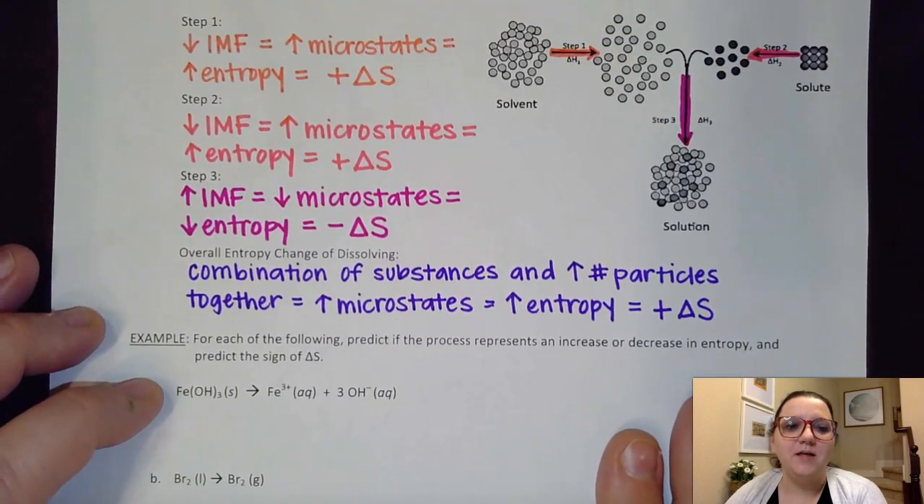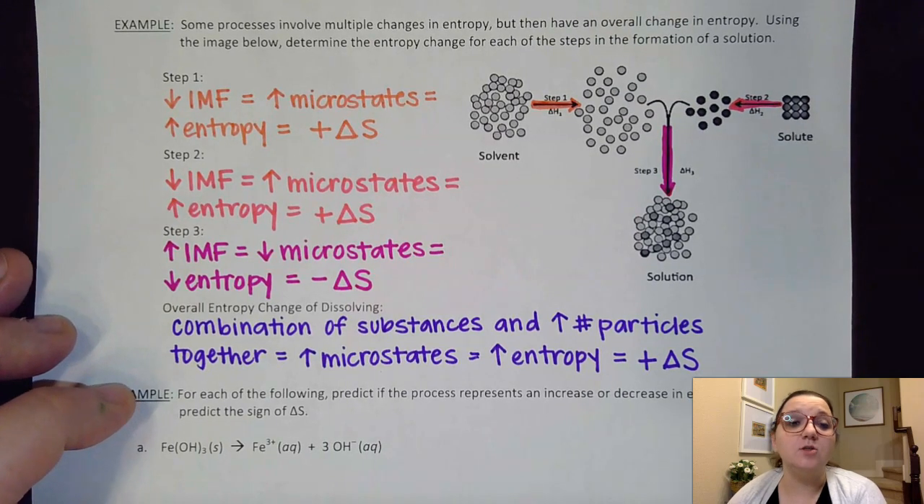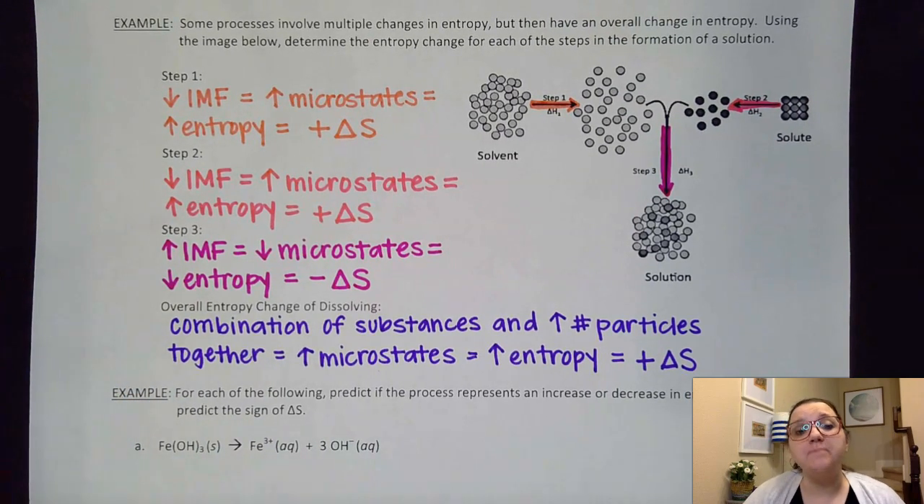All right. So on this particular example, we have a dissolving process that's occurring. And what they want us to do is for each of the steps in the dissolving process, they want us to indicate what kind of change in entropy we are seeing, but then they also want us to indicate the entropy change for the whole entire process. And so we need to look at each of our steps individually first.